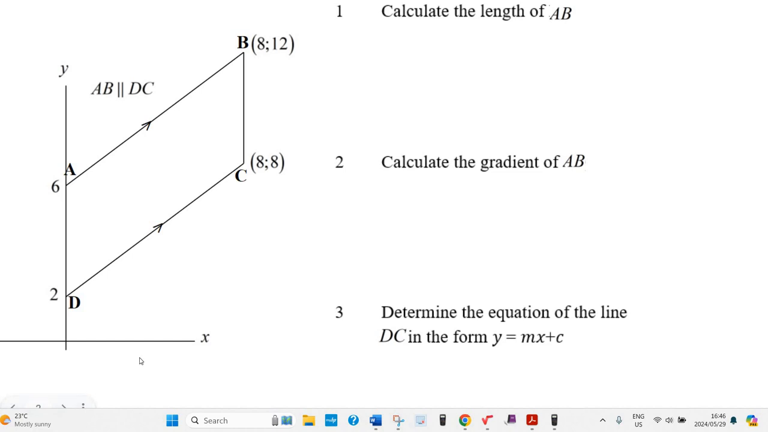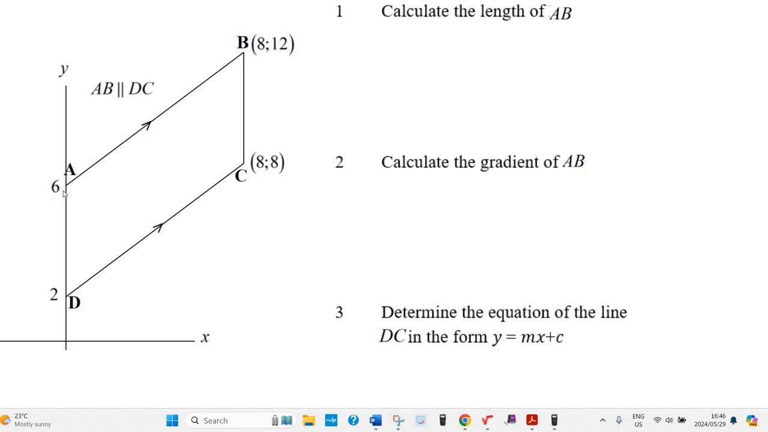Okay, we're going to try a basic analytical geometry question that I think might help you in the exam coming up. So let's just try it. The first question is really straightforward because it says calculate the length of AB. And there's a 6 right there. It's on the y-axis, and B is (8, 12).